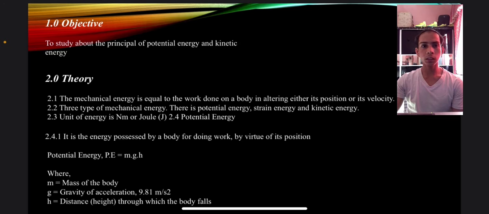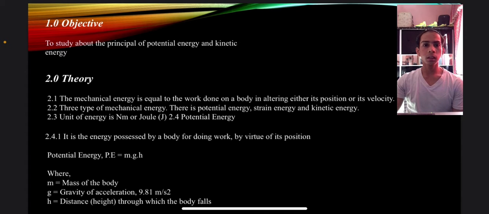For the second one, theory, there are 5 main points. Point number 1, the mechanical energy is equal to the work done on a body in altering either its position or its velocity. Point number 2, there are 3 types of mechanical energy: potential energy, strain energy, and kinetic energy. Point number 3, the unit of energy is the Newton meter or joule.